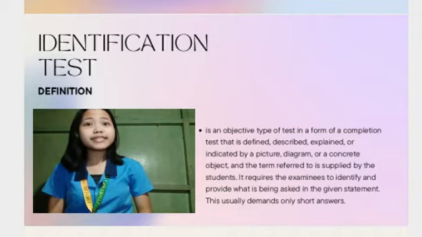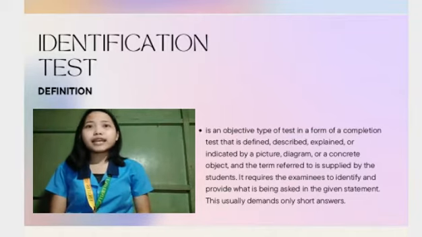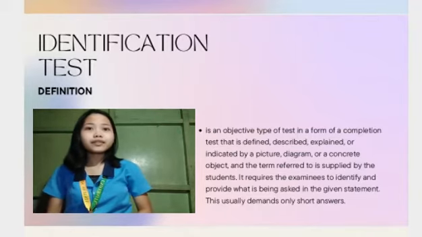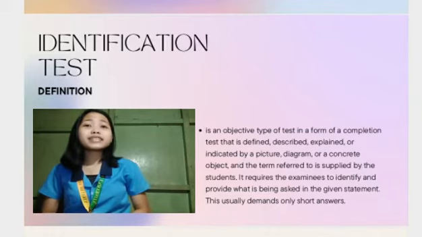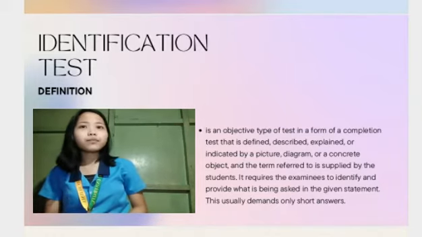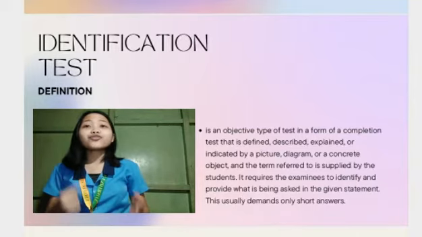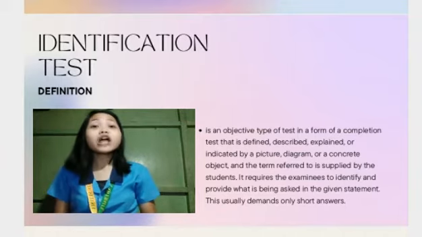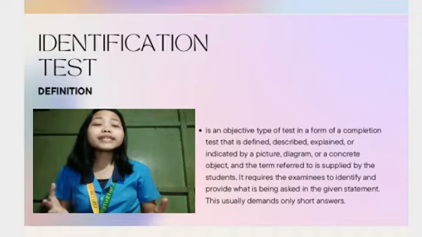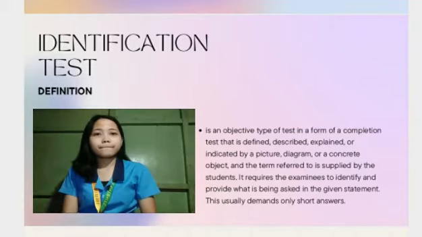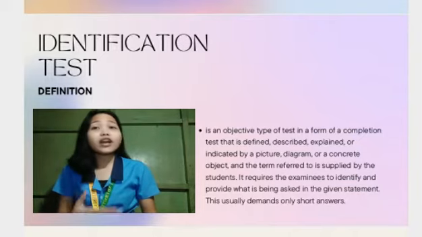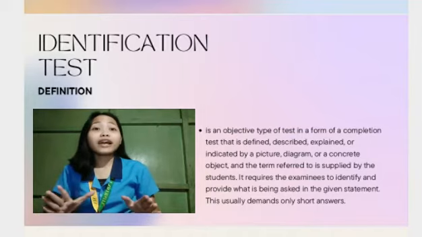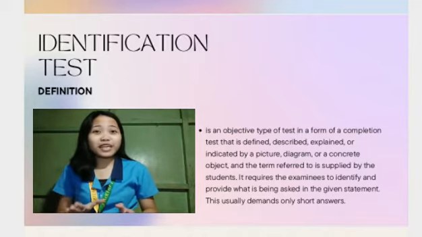So identification test is an objective type of test in a form of completion test that is defined, described, explained, or indicated by a picture, diagram, or a concrete object, and the term referred to is supplied by the students. Requires the examinees to identify and provide what is being asked in a given statement. In the case of this type of test, options are not supplied by the examiner. So, options are not available in this type of test.